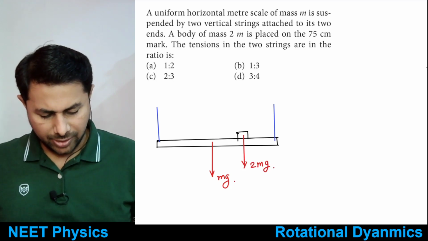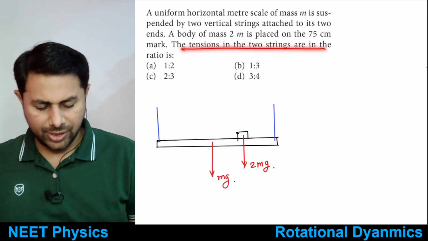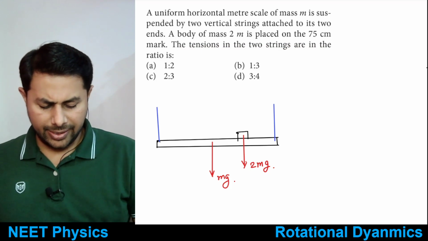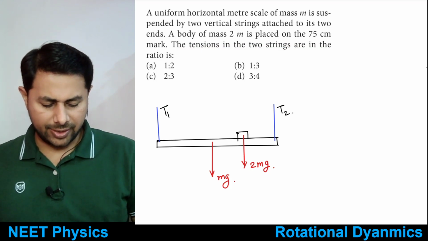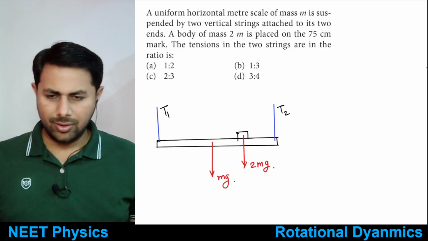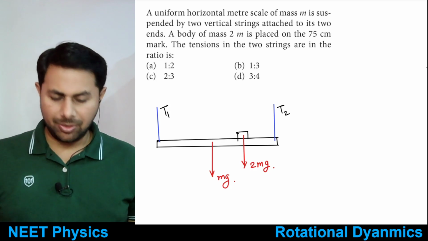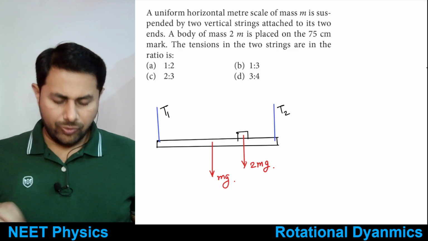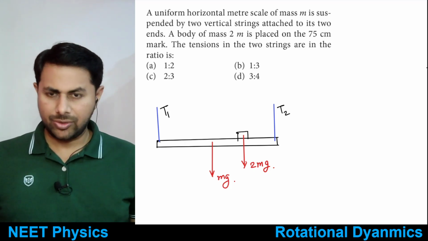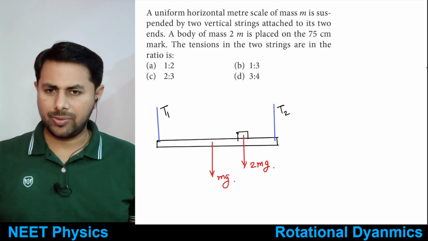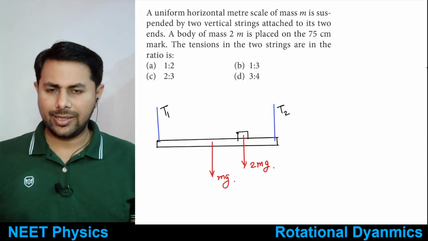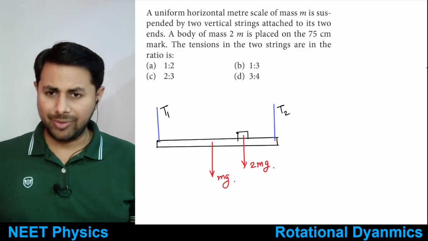Okay, 2m times g. Then the tensions in the 2 strings are in the ratio. Okay, tension in this string as well as this string, they are in the ratio. This is the question. Okay, so see, in this kind of question we need to consider both equilibriums. So which 2 equilibriums? One is the rotational equilibrium and one is the translational equilibrium. So first let's take translational equilibrium.